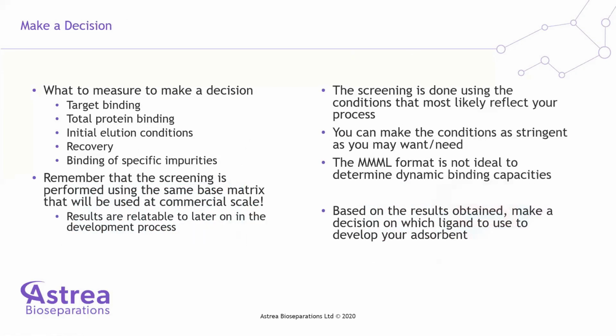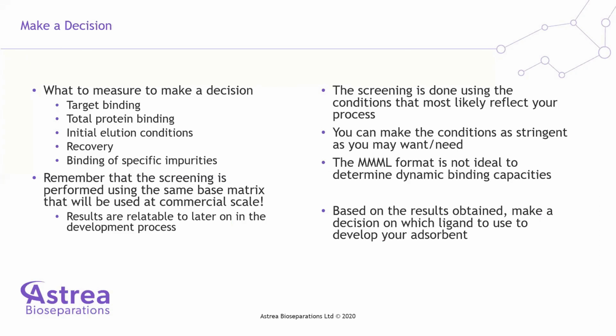So once you have done those things, either more screenings or a bit more testing, you're going to have to make a decision on what and how you want to proceed. So what are the tools that you have to make this decision, really? On the MMM plate, there are things that are relatively straightforward and easy to measure, such as target binding. This is what we showed there.